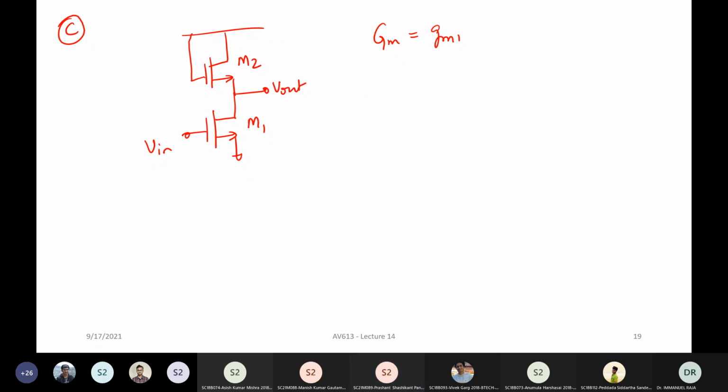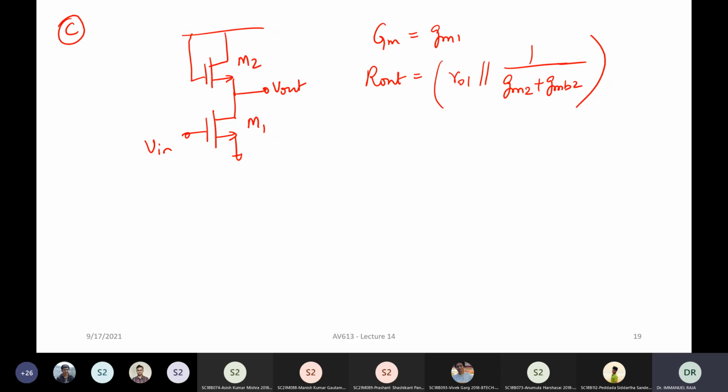GM1, sir. GM1, correct, very good. Now what is your R out here? R01 parallel to 1 by GM2. Correct. Okay. So you look down, you see R01. You look up, you see 1 over GM2 plus GMB2.